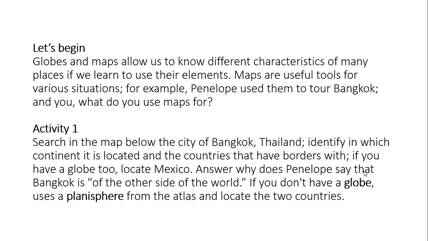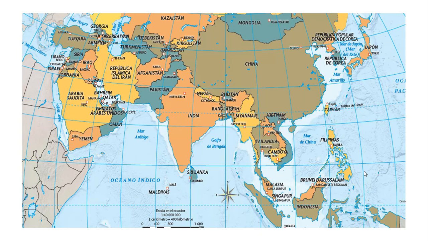Activity 1. Searching the map below the city of Bangkok, Thailand. Identify in which continent it is located and the countries that have borders with it. If you have a globe, 2. Locate Mexico. Answer why does Penelope say that Bangkok is on the other side of the world. If you don't have a globe, use a planisphere from the atlas and locate the two countries. You can pause the video here.